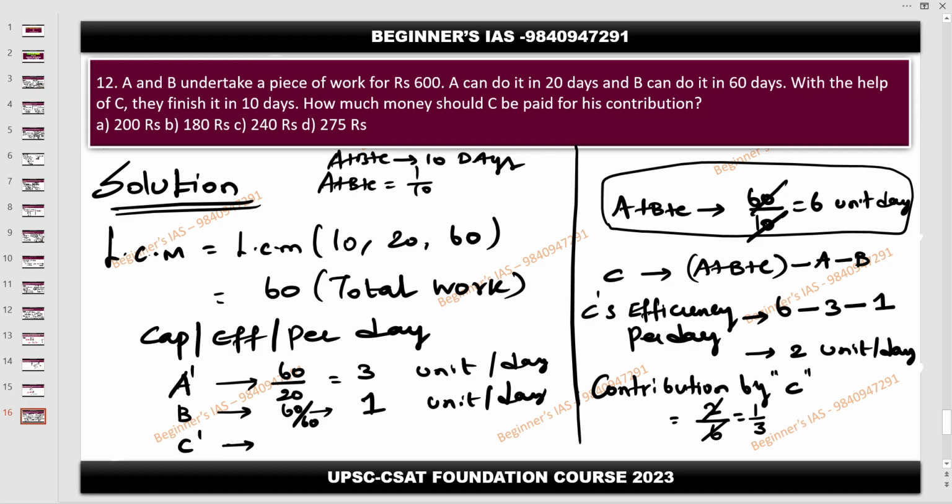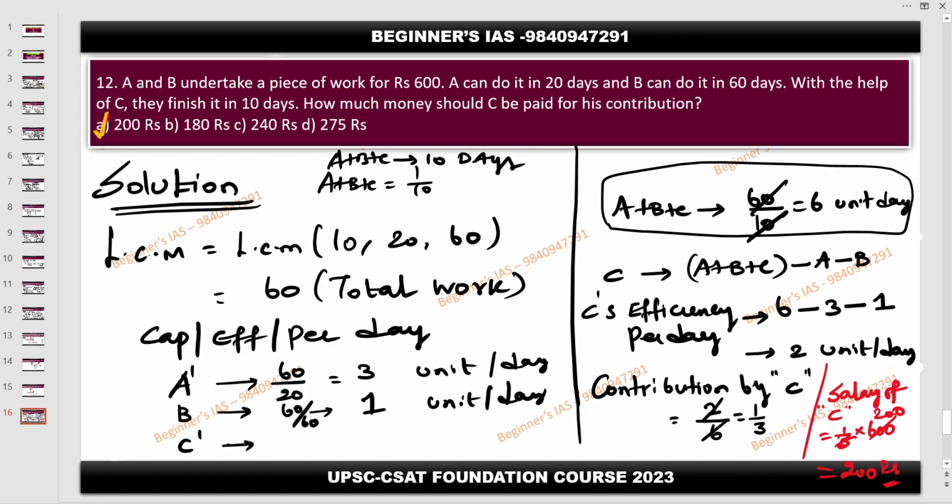So let me take the salary. Salary of C is equal to what? This much part into the amount. So therefore 200. Clear everyone? The answer is 200 rupees. Anybody having a doubt? No, sir. Okay, fine. This is one method.